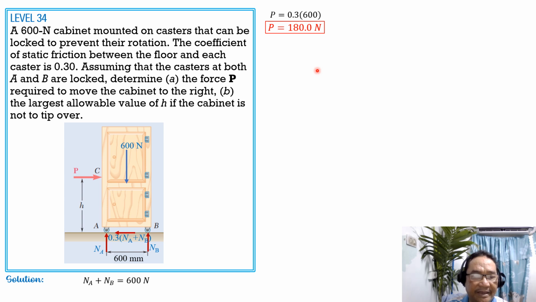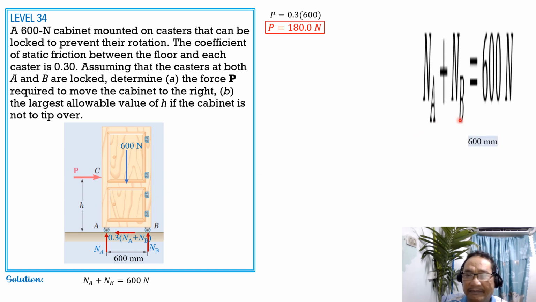For part B, the largest allowable value of H if the cabinet is not to tip over. So when the cabinet is about to tip over, the possibility is it will tip over about B. So there will be no reaction at A, there will be no friction at A. So this is now the free body diagram. We have the normal reaction, we have the weight of the cabinet, then normal reaction only at B, then the maximum frictional resistance is 0.3 of NB.